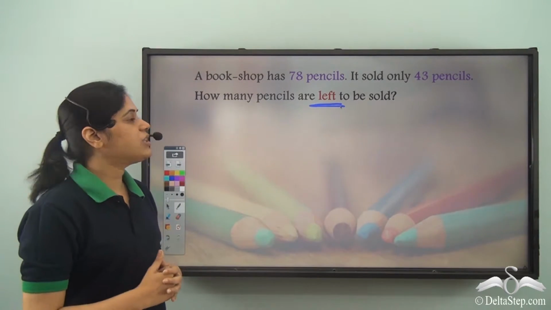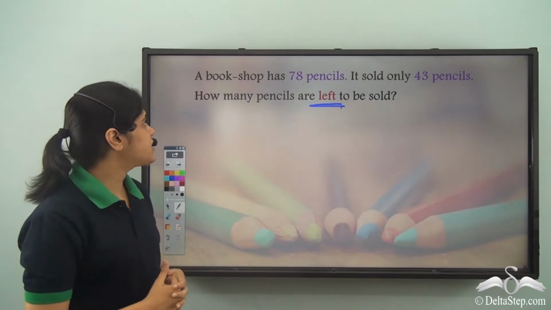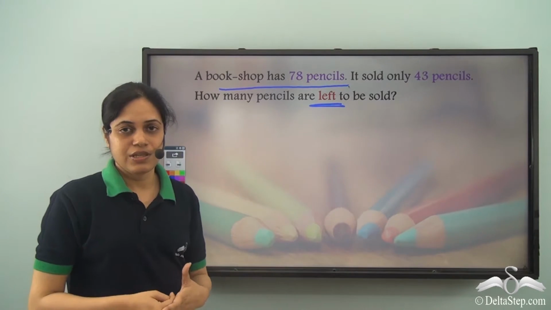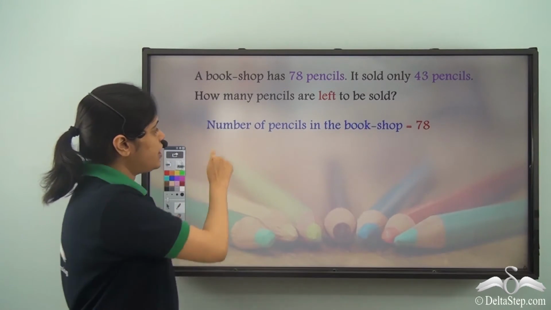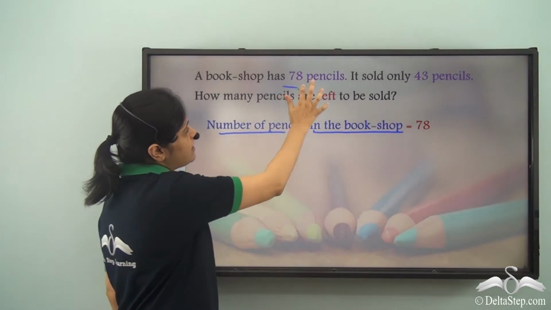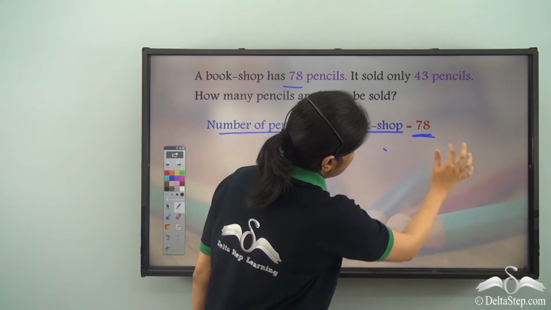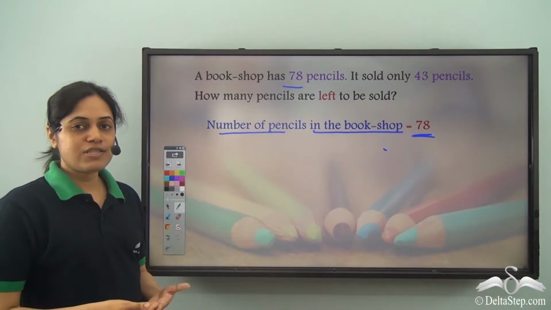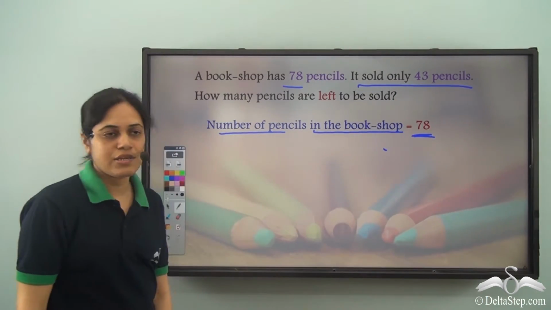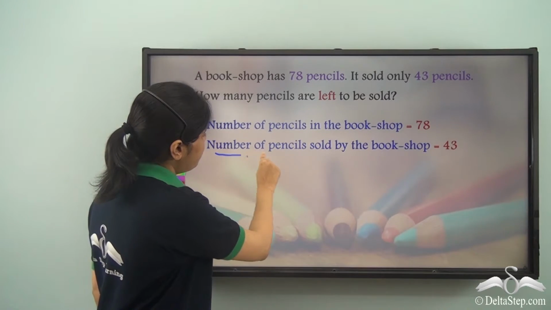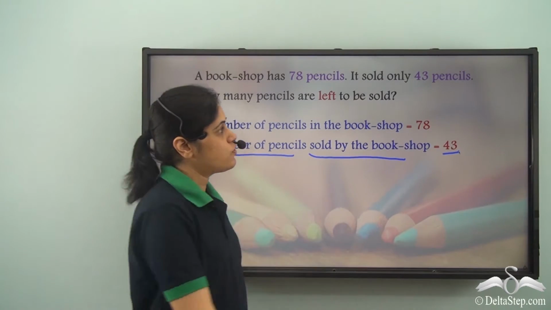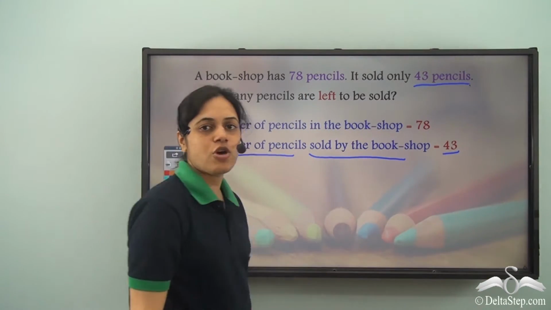So let us start with what is given to us. It is given that the bookshop has 78 pencils. So the first statement is number of pencils in the bookshop. How many were there? 78. What is given next? It sold only 43 pencils. So number of pencils sold by the bookshop is 43. So 43 pencils were sold by the bookshop.